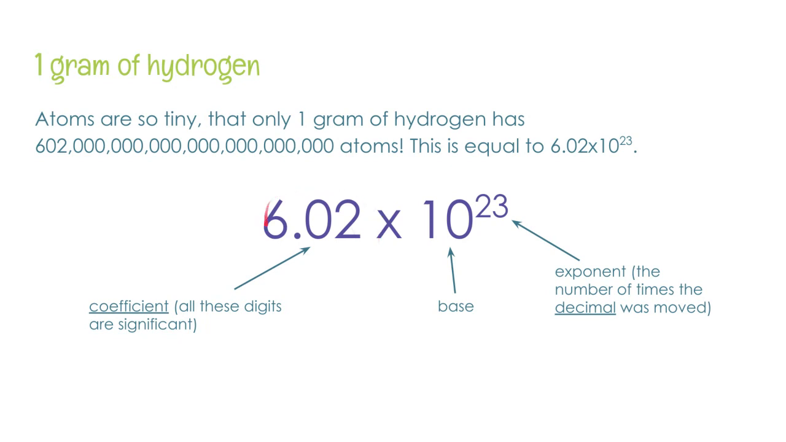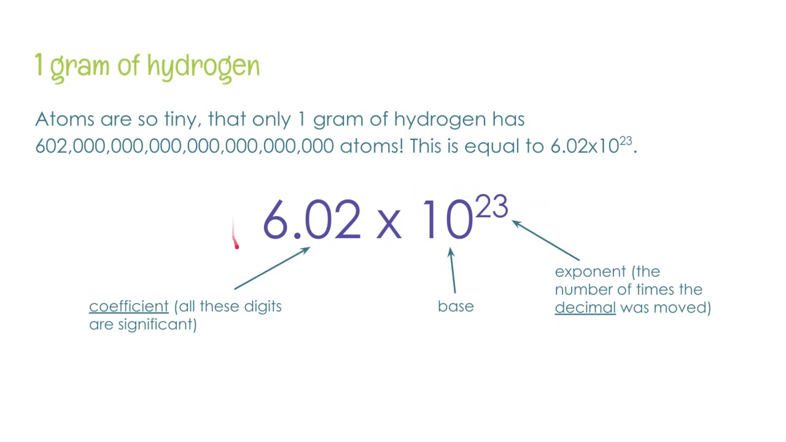So this number right here, the 6.02, is called the coefficient. And in this case, all of these digits are significant. We usually like to only keep significant digits here, but there does come a time where they're not always significant. In my opinion, if they're not significant, they shouldn't be written there. But it is a possibility that you could see it there where they are not significant.